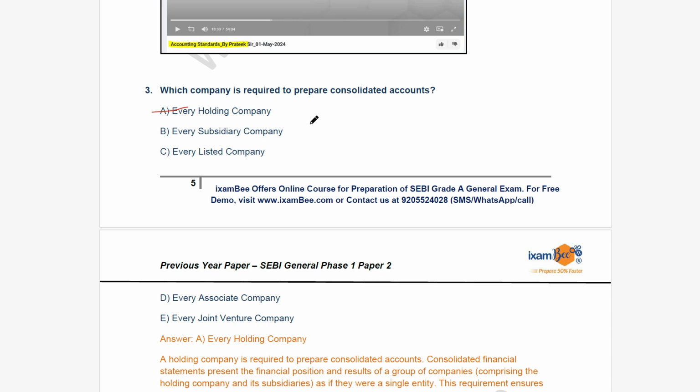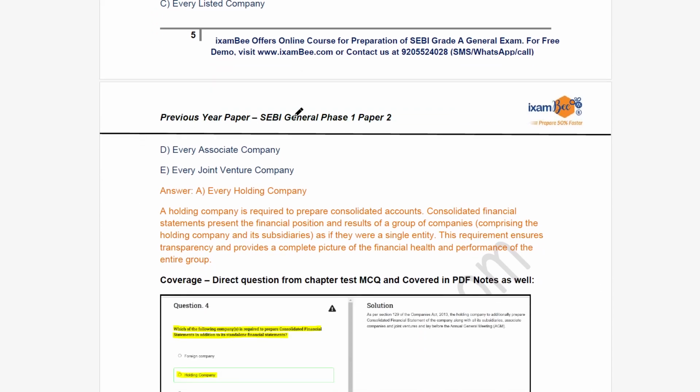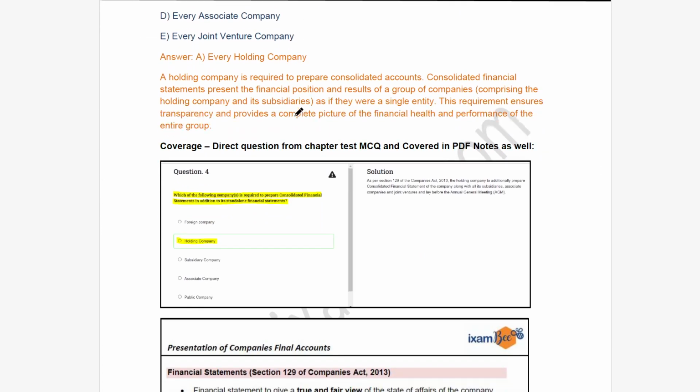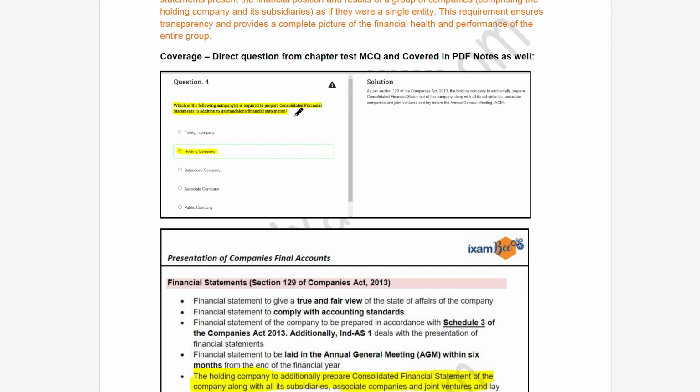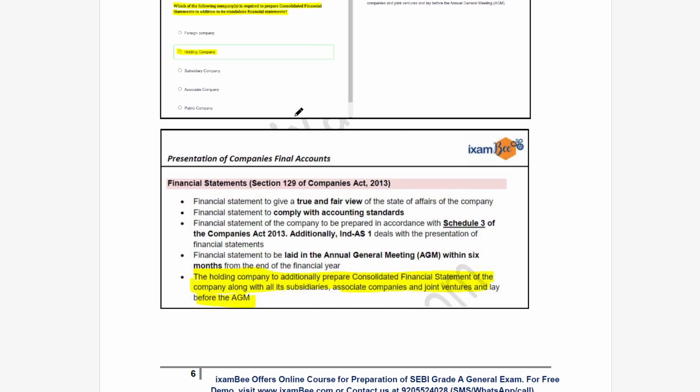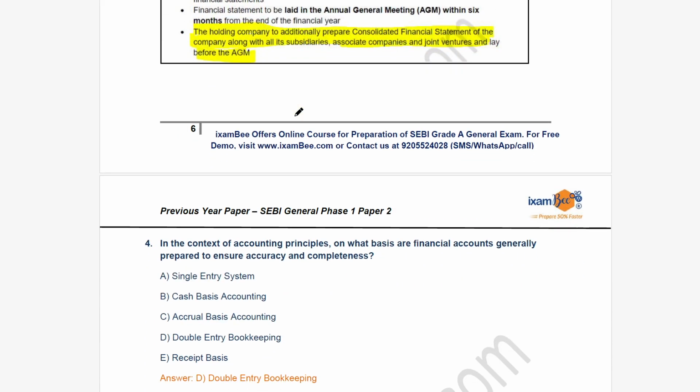Even if a listed company does not have any subsidiary, joint venture or associate, there is nothing to consolidate, right? So listed is not the answer. The correct answer is holding company. Again, something which we have been discussing in different questions and even notes and videos.